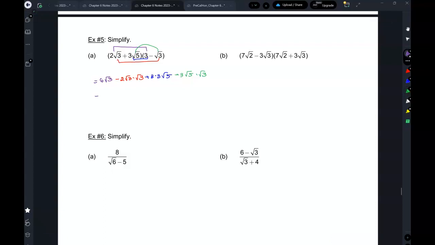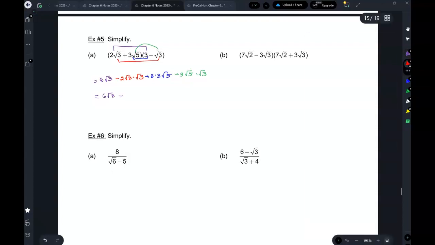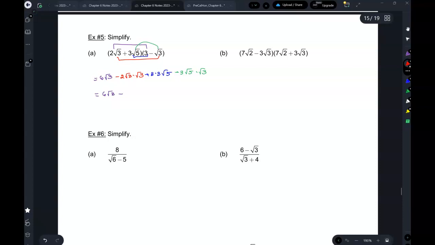Okay. So 6 root 3 minus, how much is the red stuff here? Just 6. Good. Plus 9 root 5 minus 3 root 15. Okay, so now check. Can any of these be simplified further? No, this is it. This is done. We can't do anything else with this. So it looks a little unconventional. It's okay. Not everything has to come together so neatly. Okay, let's go ahead and do the next one.